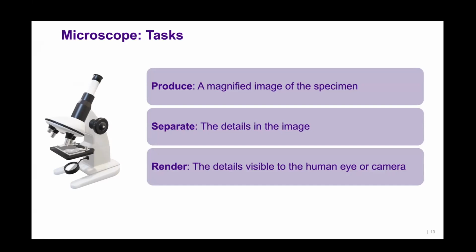So yes, produce a magnified image. That is the first task. Then you want to separate the details in an image, that is the resolution, and render the details visible to the human eye or camera. So these are the three simple tasks. You want to magnify, you want to see, and you want to capture them. This is what every microscope does. Whether it's a simple compound microscope or the more advanced electron microscope, they all have three tasks. You want to visualize, you want to separate the details, and you want to capture them.